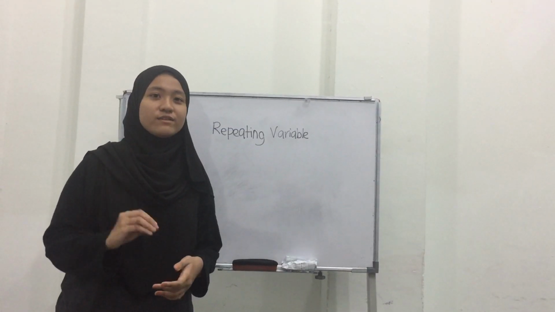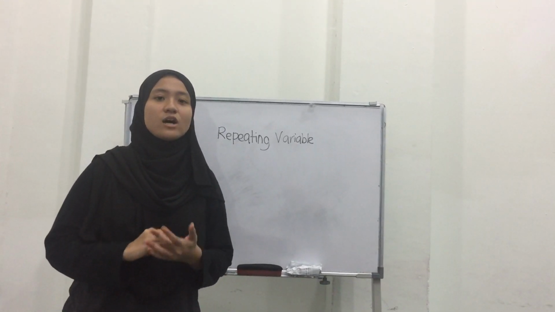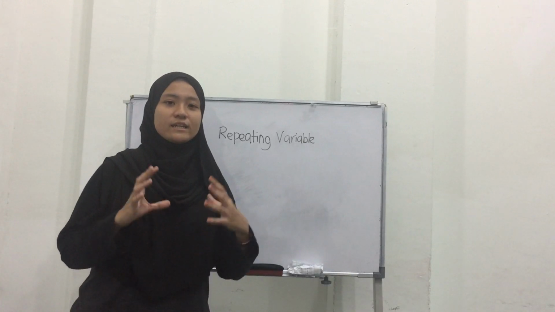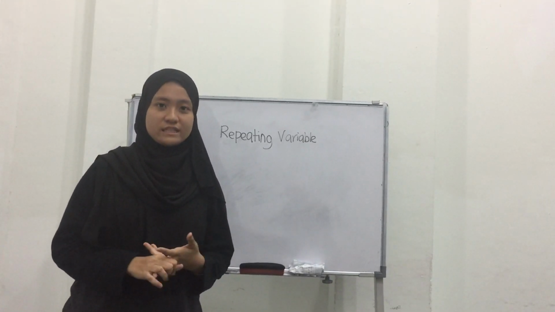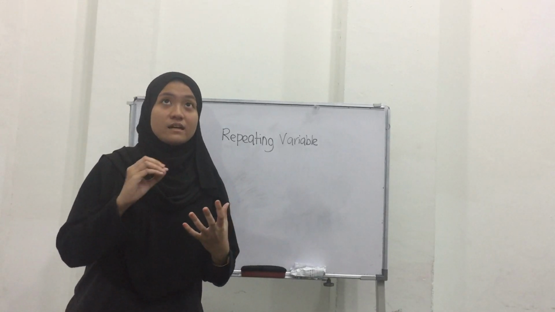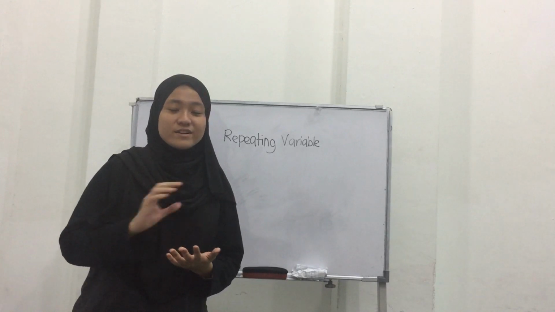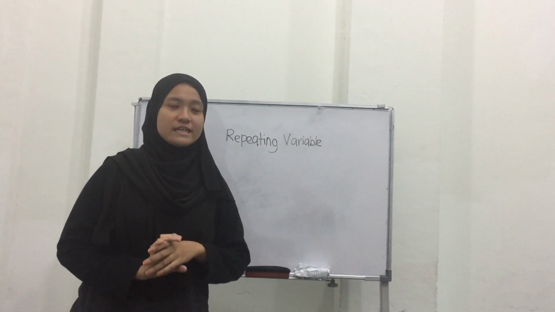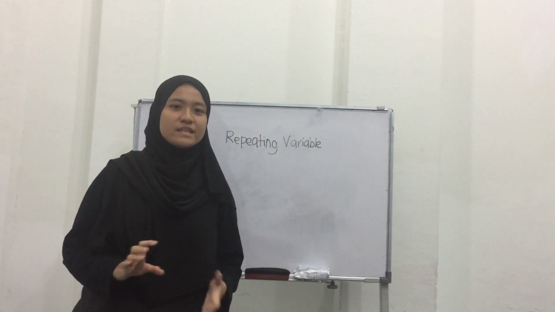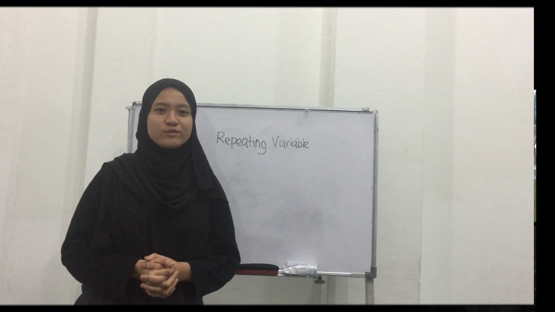Okay, a repeating variable is any set of variables that cannot form a dimensionless group. For example, diameter, height, and velocity cannot be arranged in any way that can cancel the unit. An example of a repeating variable is the Reynolds number, which is rho v d over mu. So that's all for me. Thank you.